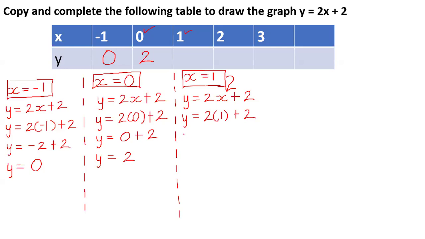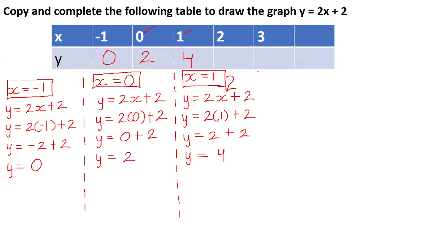So we have y is equal to, what is 2 times 1? 2 times 1 is 2, very good. Plus 2. And what is 2 plus 2? It's 4, very good. So what does that mean? That means that when x is 1, y is equal to 4, very good.